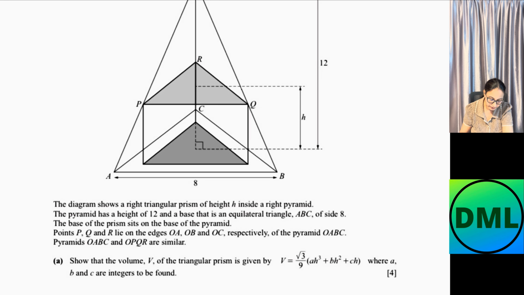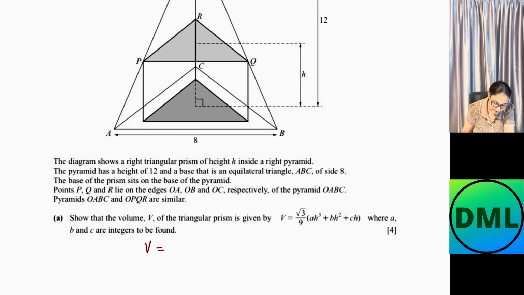I need to write down the volume of the triangular prism. We know that the volume of any shape is given as base area multiplied by the height. The base of the triangular prism is an equilateral triangle. The side of the equilateral triangle we don't know. Let's suppose that the side of the equilateral triangle is x.